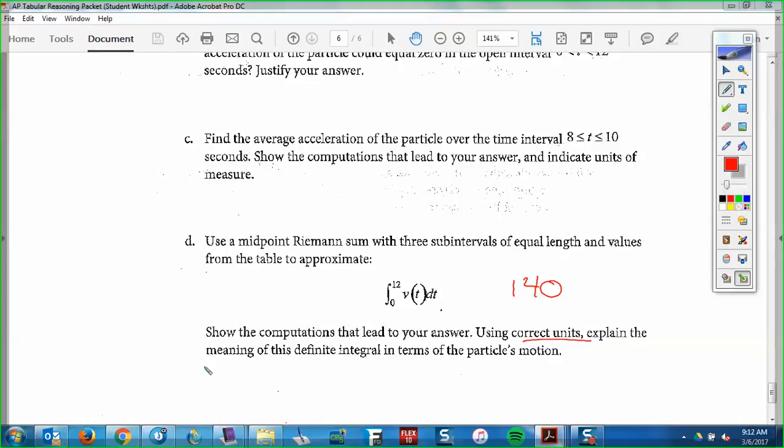Using correct units, explain the meaning. So what would we say?